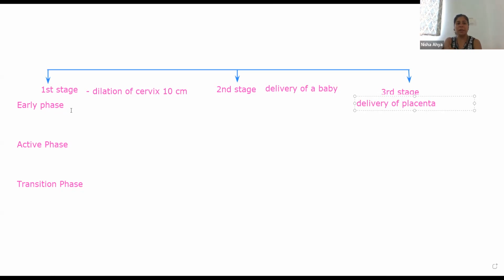Okay, so in early phase of labor, your cervix will dilate to 3 centimeter. In active phase, it will dilate to 7 centimeter. From 4 centimeter, it will go to 7 centimeter. And the transition phase is from 8 centimeter, which will reach to 10 centimeter.